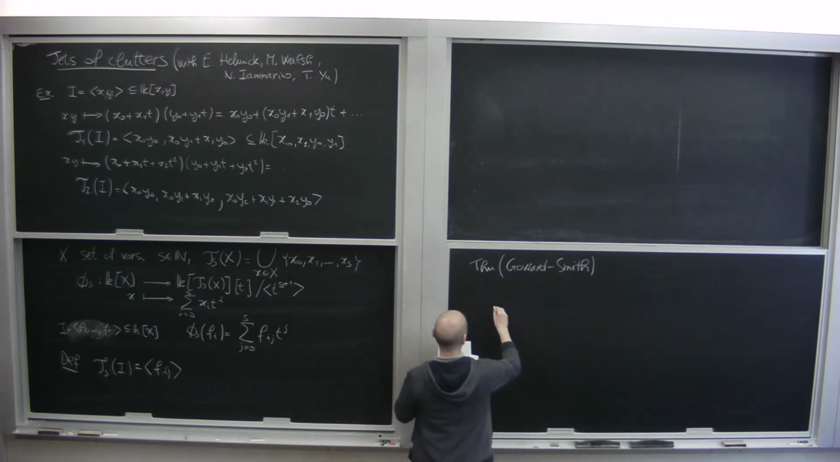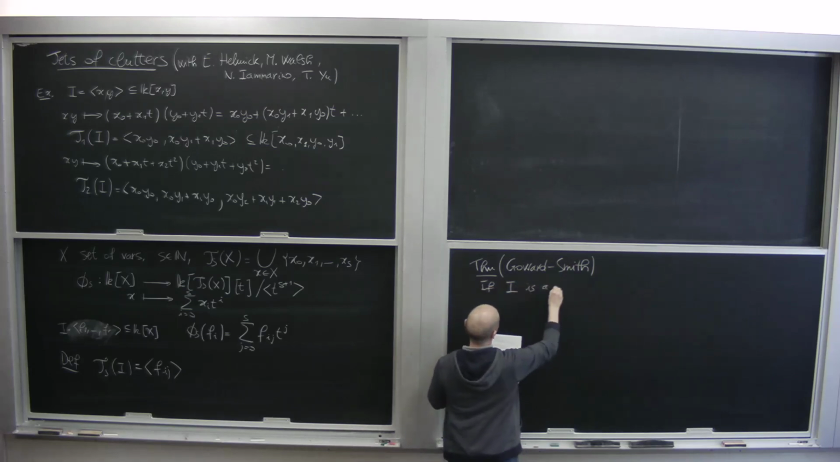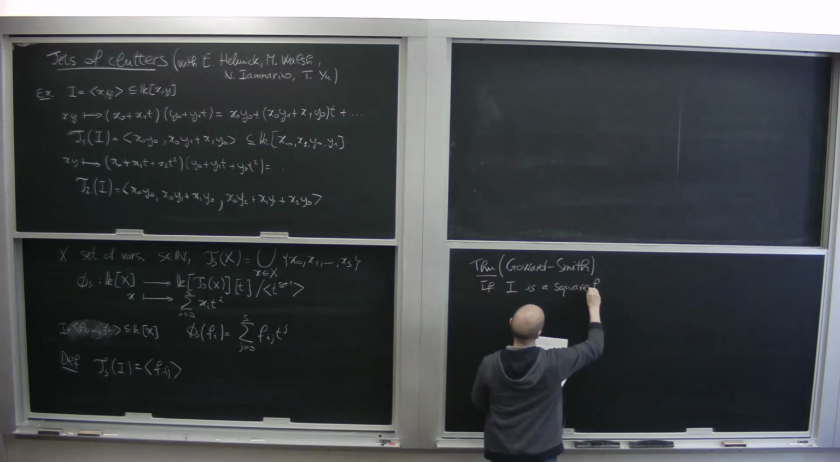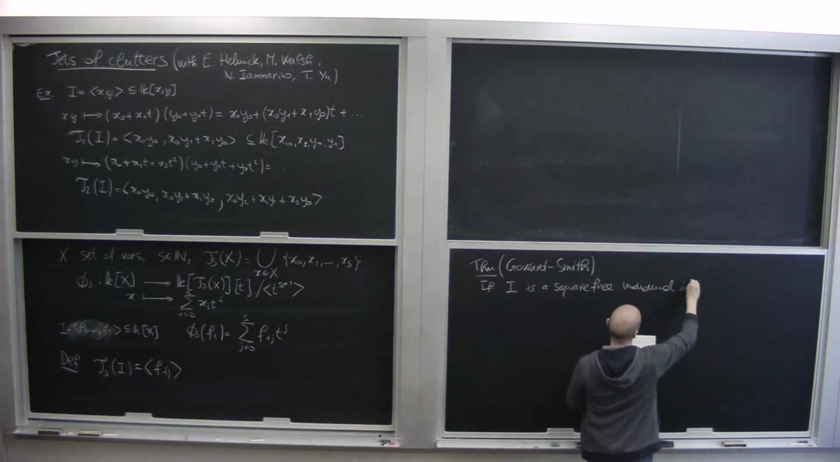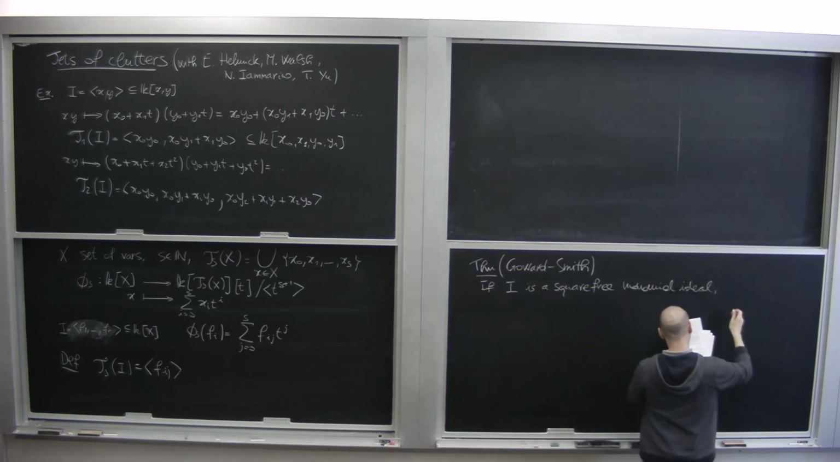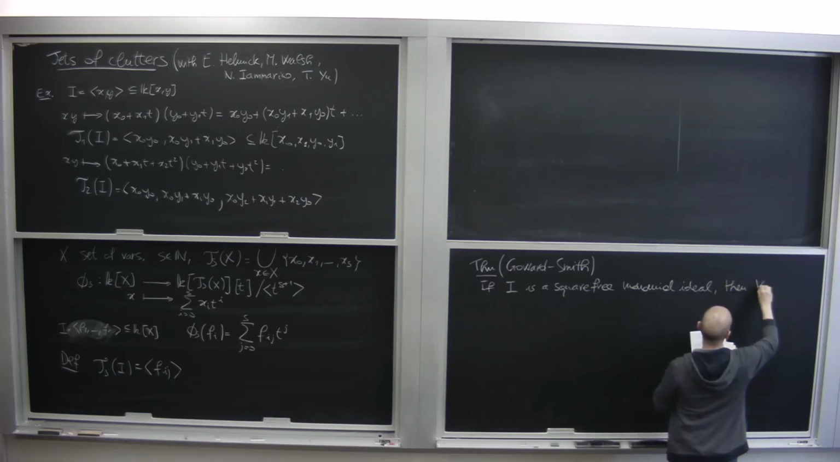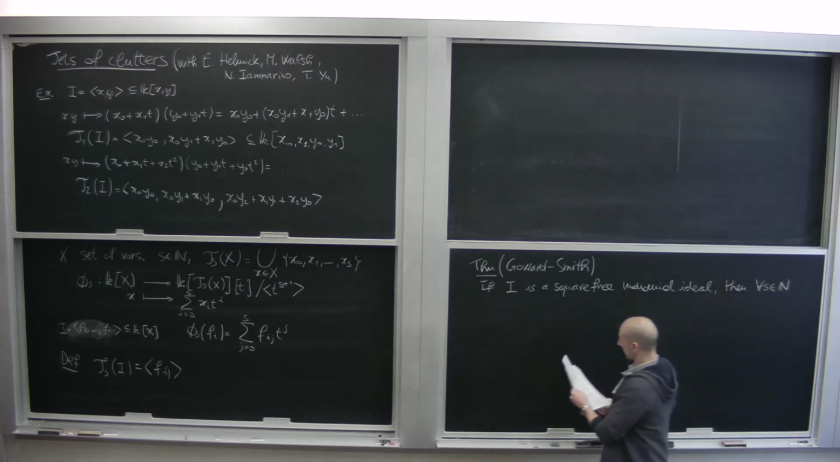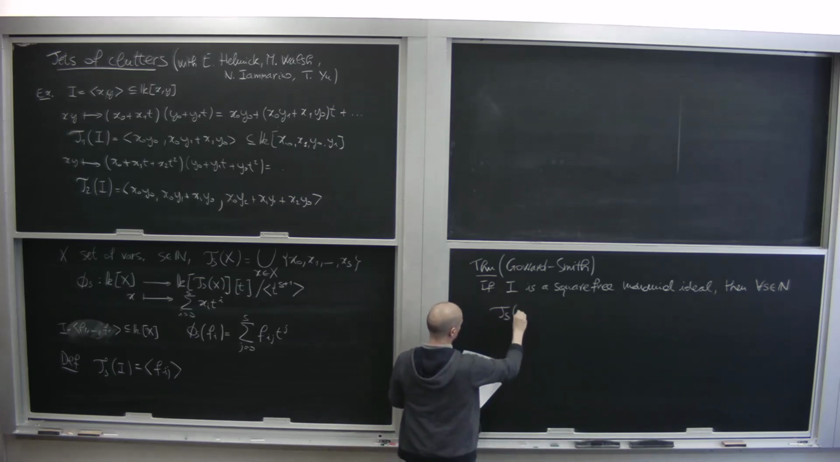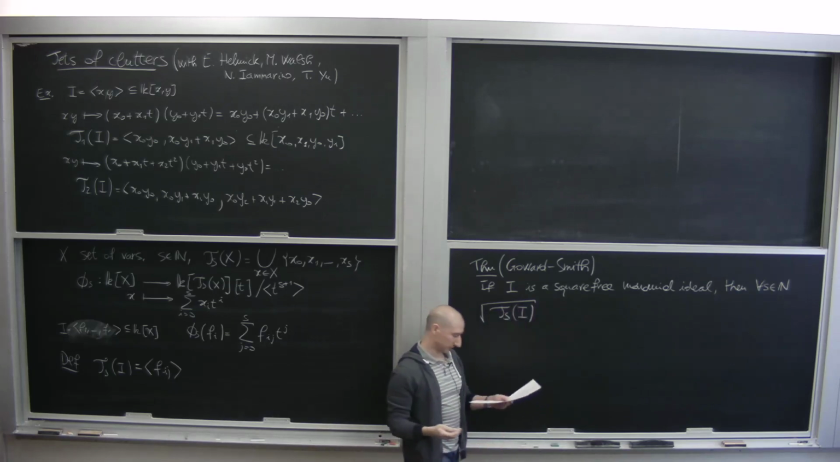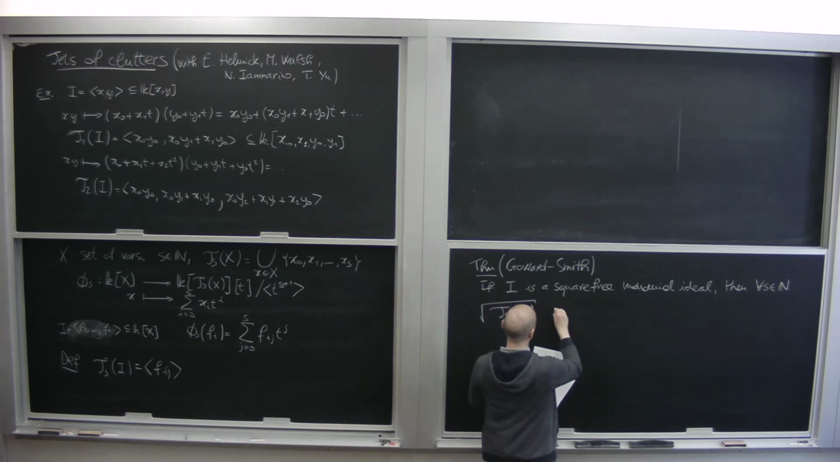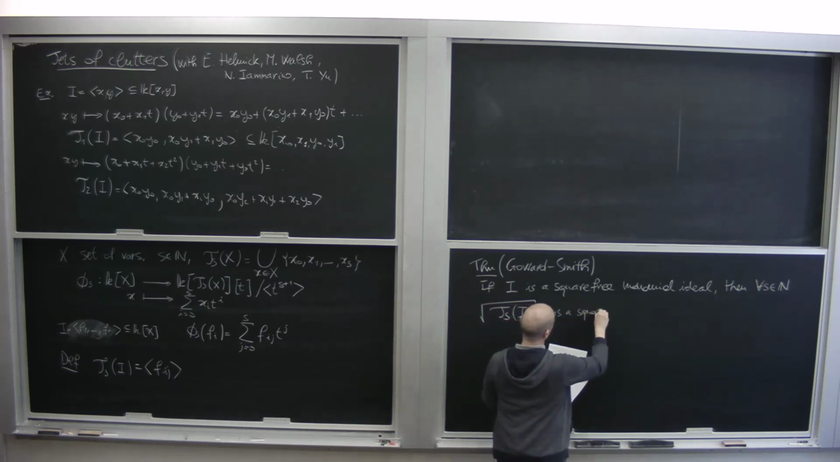So if I is a square-free monomial ideal, then for every S, right, like we said, the jets are not going to be monomial, but if you take the radical of that, that would be a monomial ideal and necessarily square-free because it's radical. So it is square-free monomial.